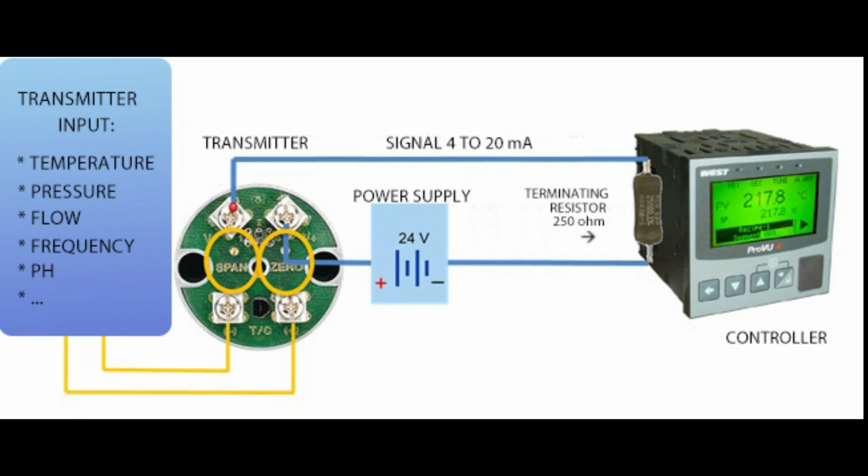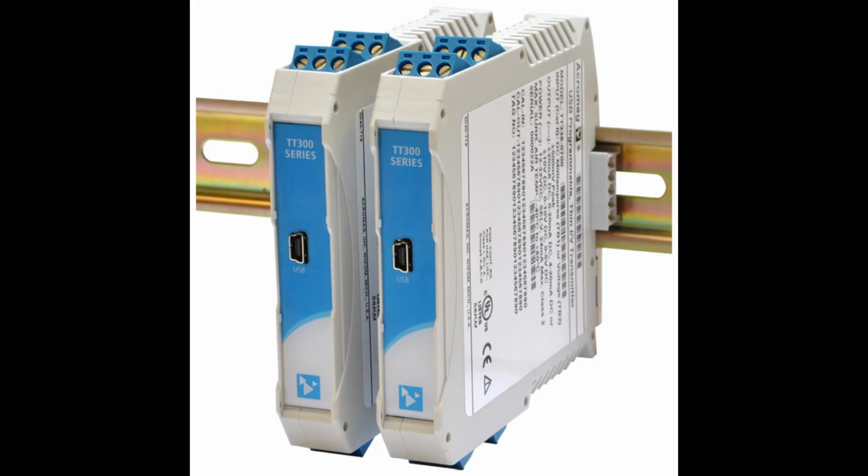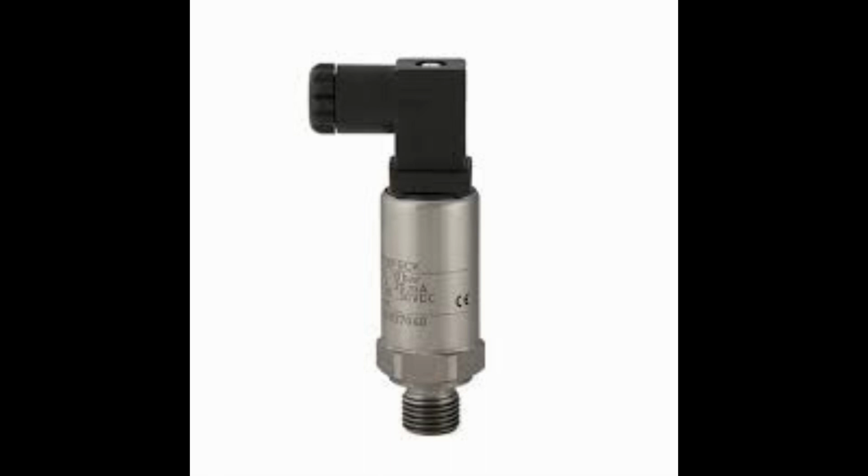4 to 20 milliamperes current is a widely used standard for transmitting analog signals in industrial control and automation systems. It is a type of current loop communication where the current flowing through a circuit represents the process variable being measured or controlled. This technique has been employed for several decades and remains popular due to its reliability, noise immunity, and simplicity. Key features of the 4 to 20 milliamperes current loop.